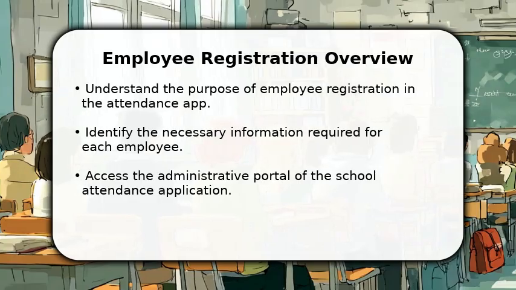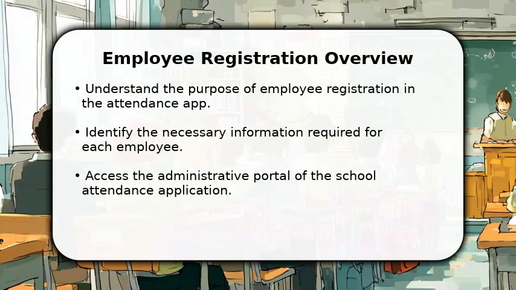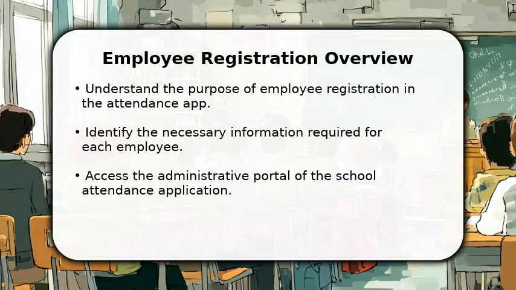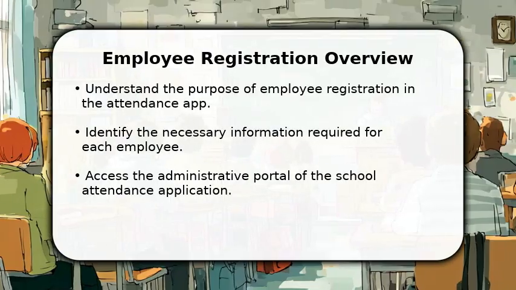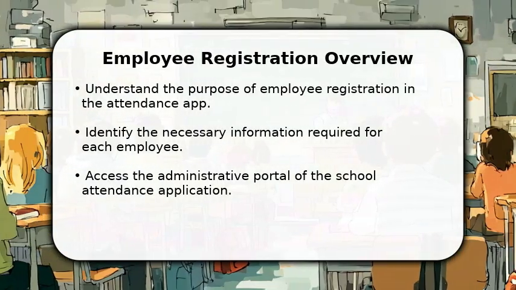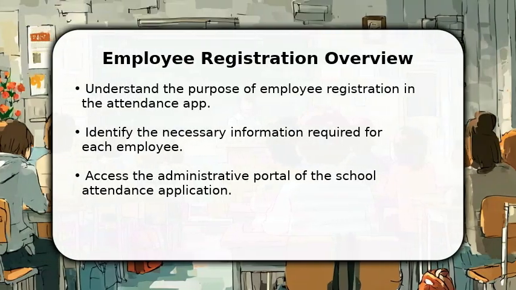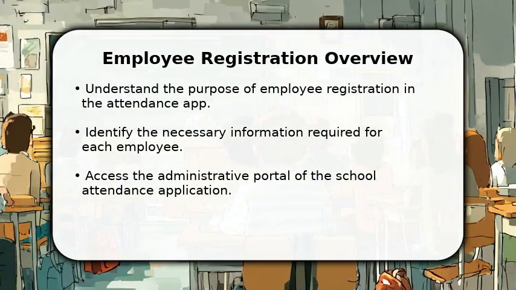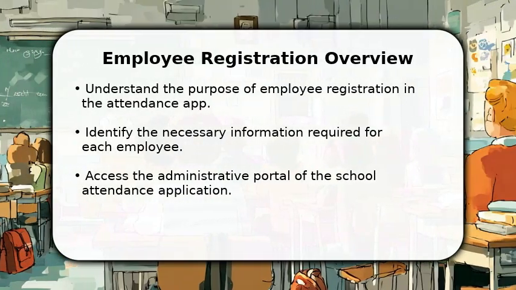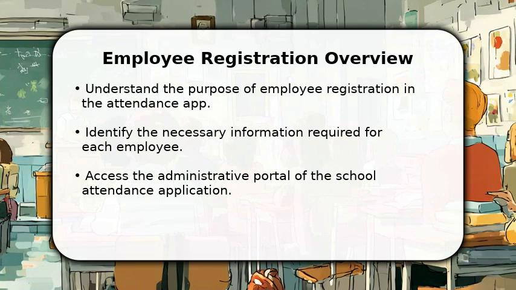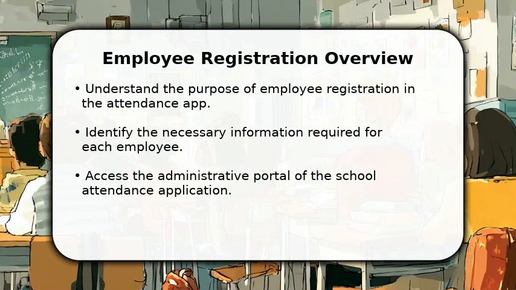In this video, I will explain how to register employees in a school attendance app. First, let's understand why this process is crucial for accurate record keeping and efficient school operations. You'll need to gather essential employee details, such as their full name, employee ID, and assigned roles. Then, navigate to the administrative section of your school's attendance application to begin the registration process. This initial setup ensures a smooth experience for everyone involved.